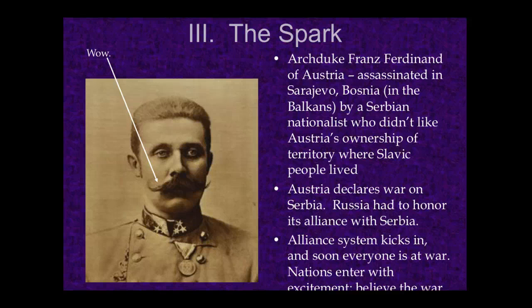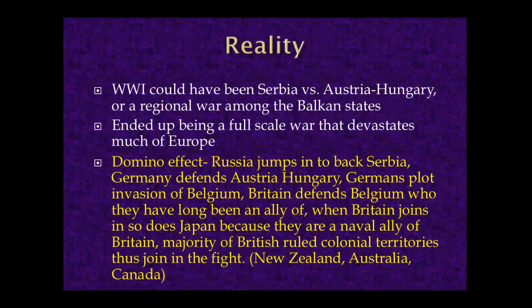These countries, they enter with excitement. They think it's going to be this jolly little war, and then they'll be home by Christmas. They have no idea basically what they're getting into. So the reality of the situation is that World War I easily could have been just a regional conflict in the Balkans between Serbia and Austria-Hungary. But it ends up being a full-scale war that's going to devastate most of Europe and a lot of North Africa. The fighting spreads out of Europe into Africa, into India, into Southeast Asia, and it's a domino effect.